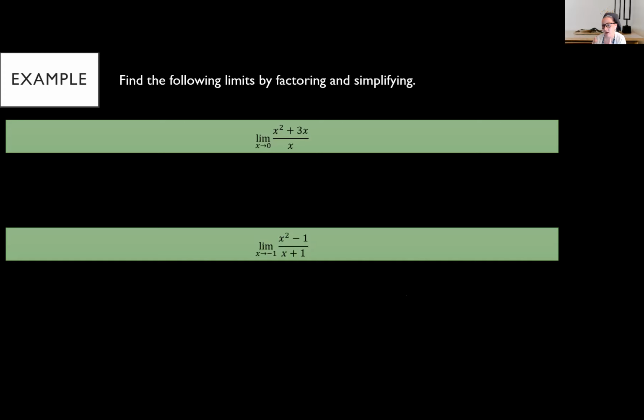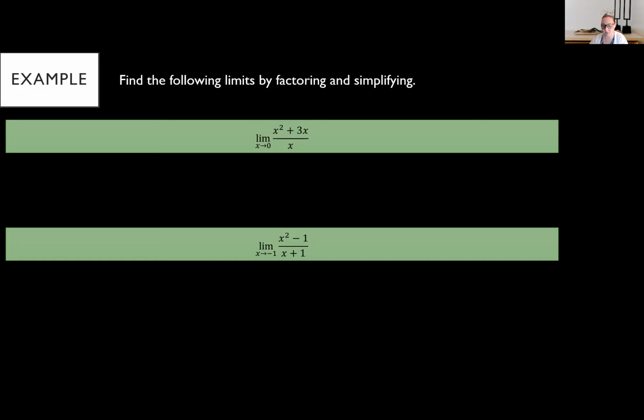So the first one on top, I have the limit as x goes to 0 of x squared plus 3x over x. I can't just plug in 0 for x because then I'm going to be dividing by 0 in the denominator, and we can't do that. So that's why we have to use another method. If it's something that you can factor, that's the method you're going to want to try. Now, not everything can factor, but if it does, it's going to make your life a lot easier.